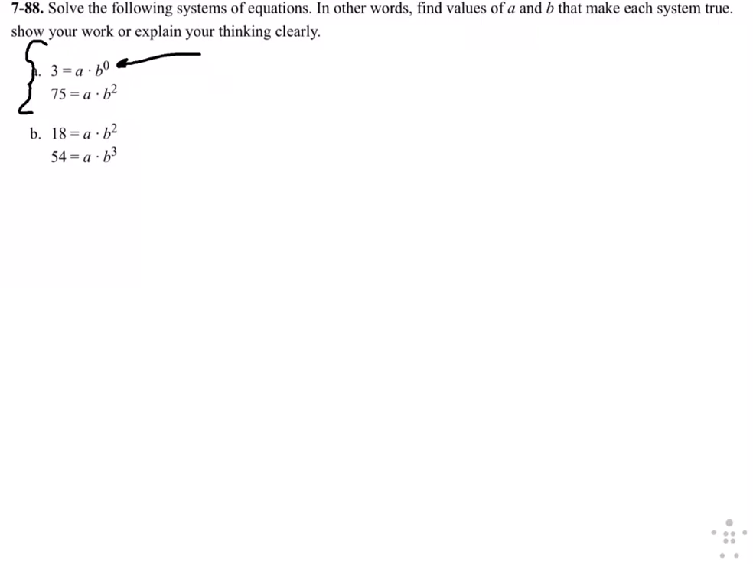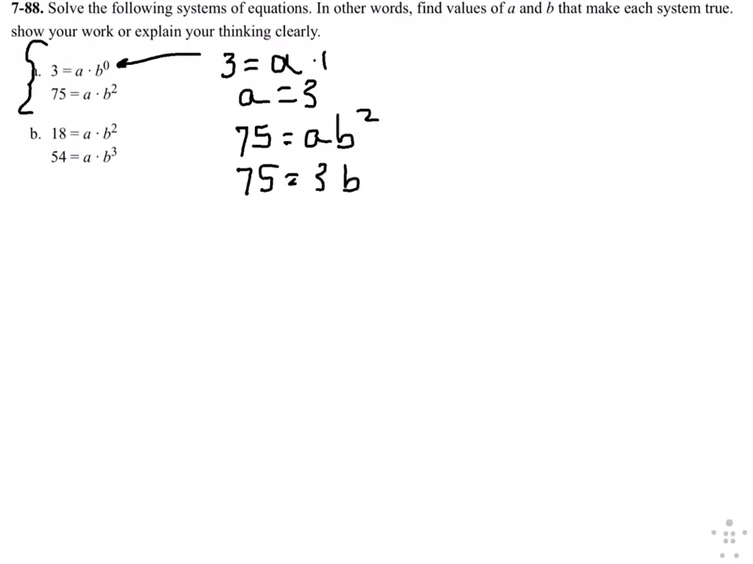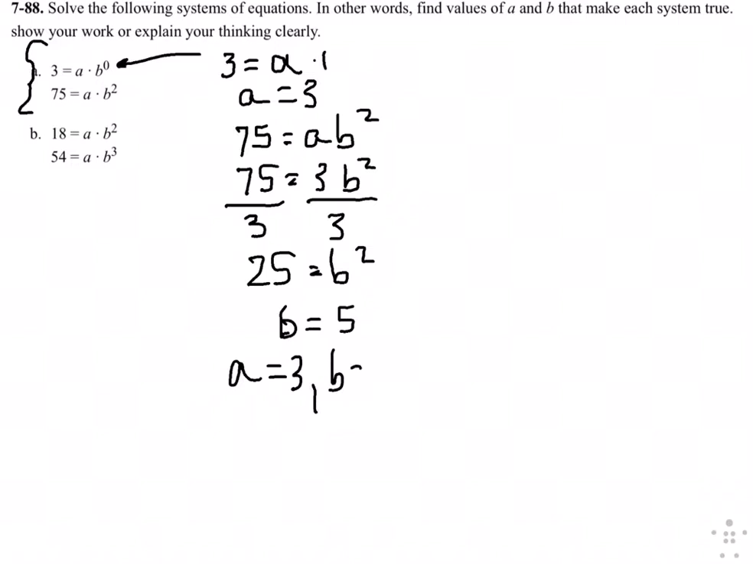So in essence, the top equation there is really 3 equals a times 1. So we know a equals 3, and then we can substitute in to get b, and we could choose any equation to substitute into. Let's substitute it into the bottom one. So we have 75 equals ab squared. So 75 equals 3b squared. I divide both sides by 3. I get 25 equals b squared. So b equals 5. And then I would write my answer, a equals 3, b equals 5.